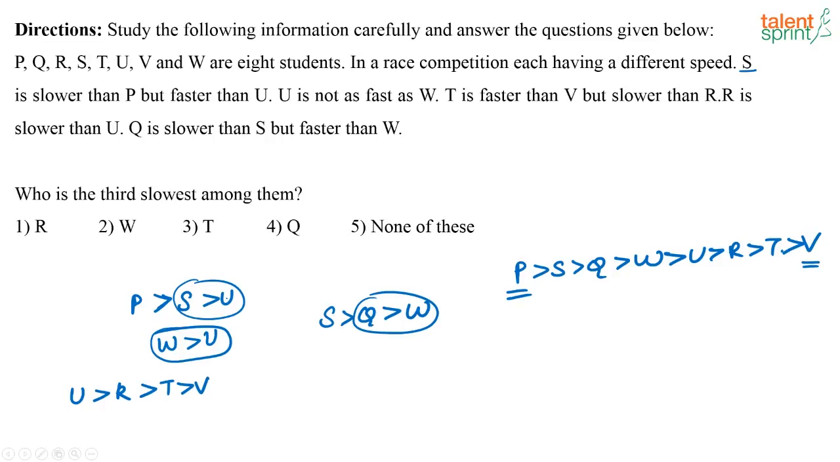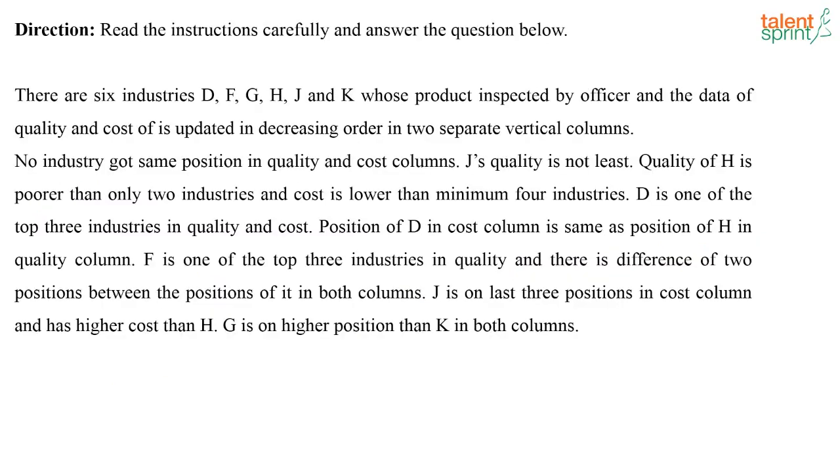So who is third slowest? Third slowest is 1, 2, 3. Third slowest is going to be R. So the correct answer here is option 1, R. Yes, correct answer is option 1. Next one. Try this one.